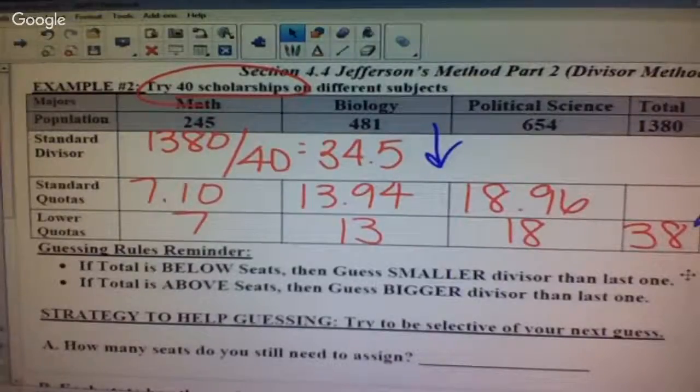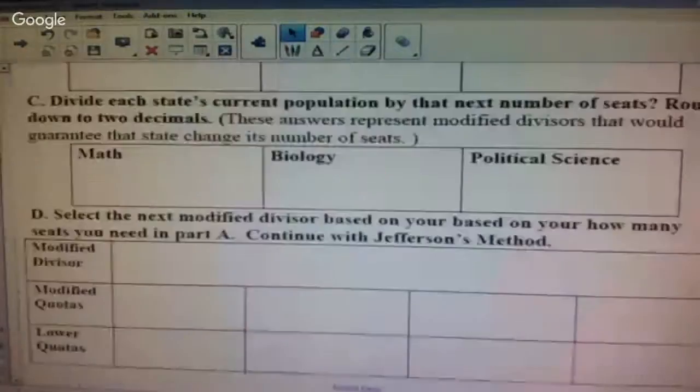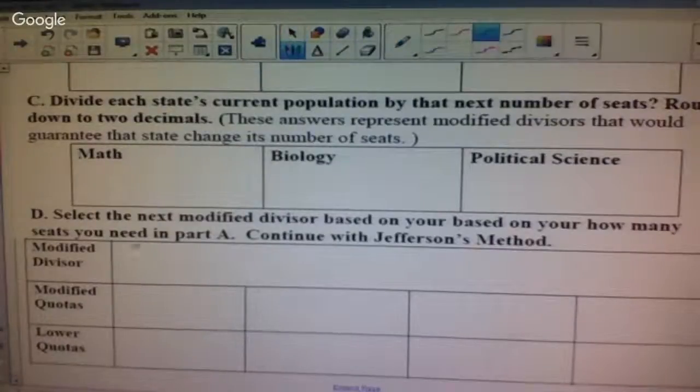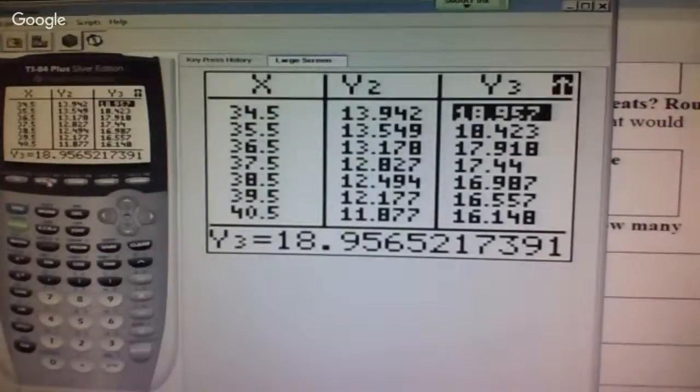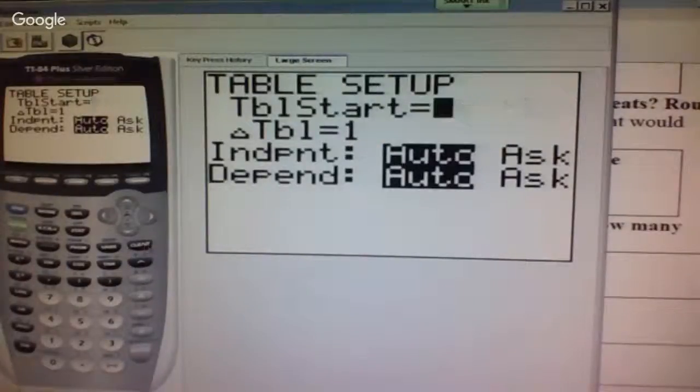I really don't want to use these strategies because they suck. So we're not going to use them. So give me a number that's lower than 34.5. You said 32. All right. So 32. So at this point, you go back to your calculator and go back to your table start and make this 32, whatever you want to divide by now. And go back to your table.